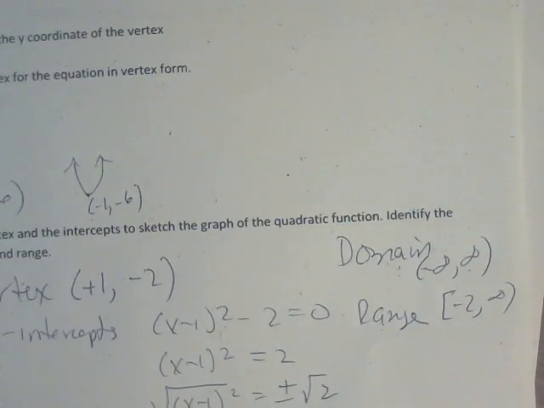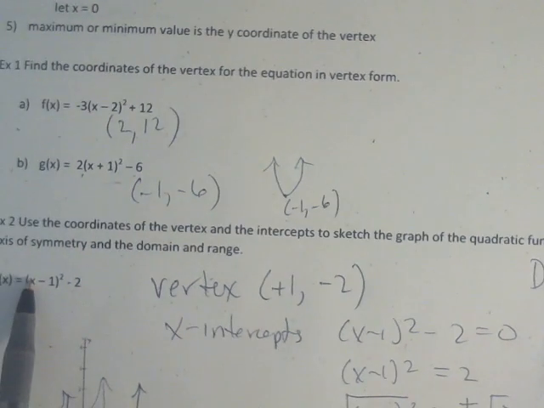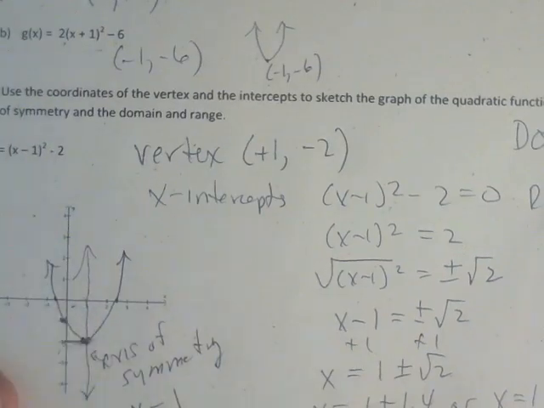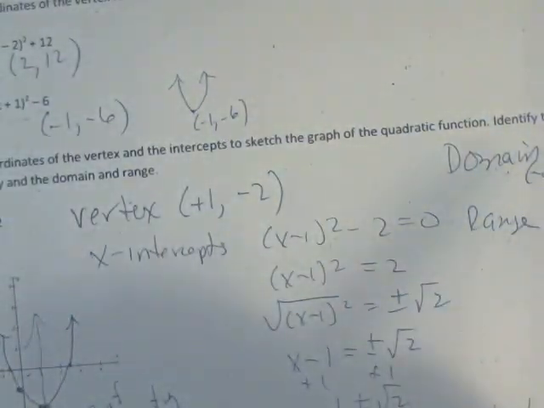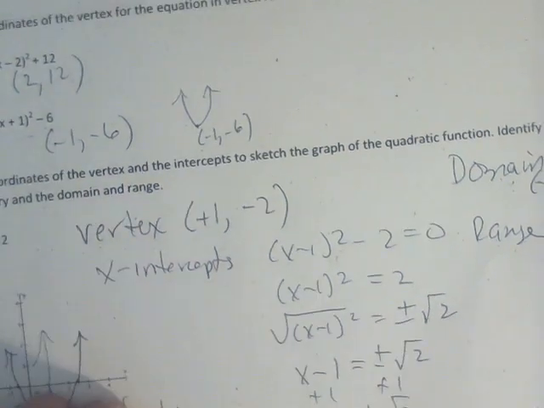Okay, so those are things you're going to have to identify. A was 1 here. Even though we don't write it, we assume it's a positive 1, and that's why it opens up. Okay, so that's going through the graphing, finding what you need to know from a quadratic in vertex form.